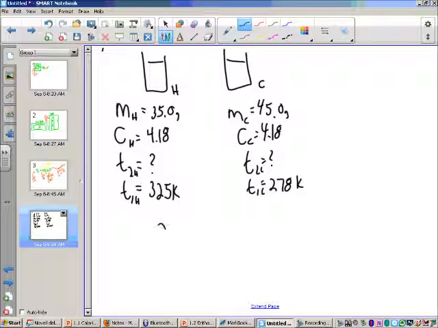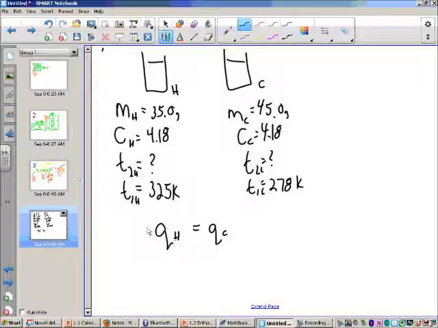Well, essentially, the Q of the hot, the amount of heat that is given up by the hot, is going to be equal to the Q of the cold, the amount of heat that is accepted by the cold. That's the law of conservation of energy, right there. It states that the heat that is lost by the hot one is going to be gained by the cold one. Does that make sense? That means that the exact amount of heat that's lost is gained.